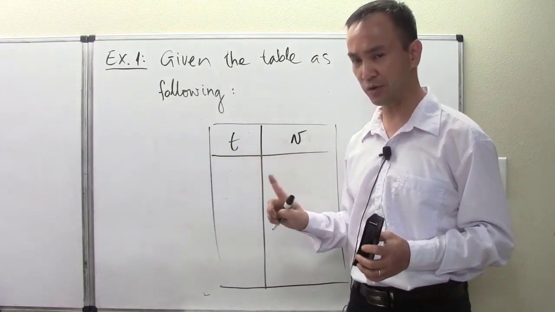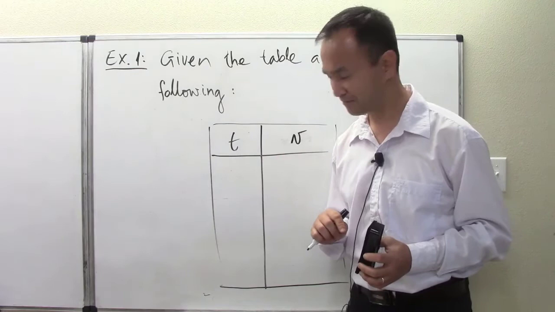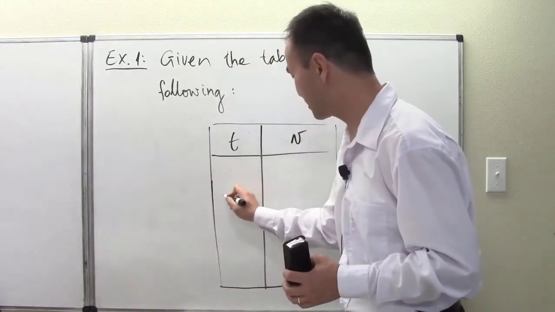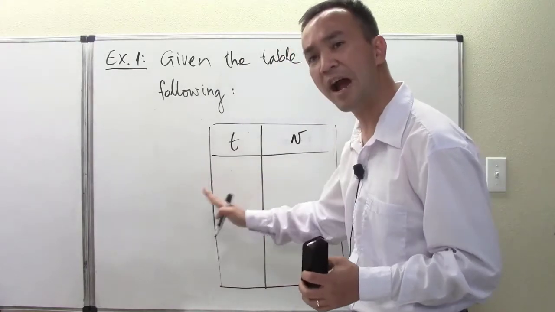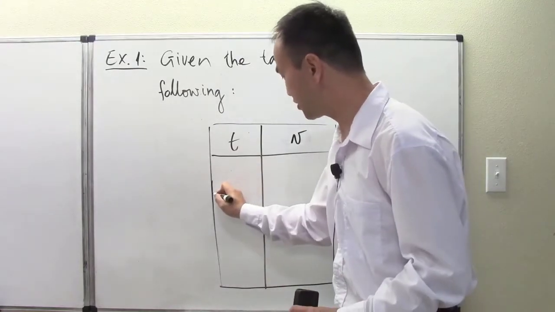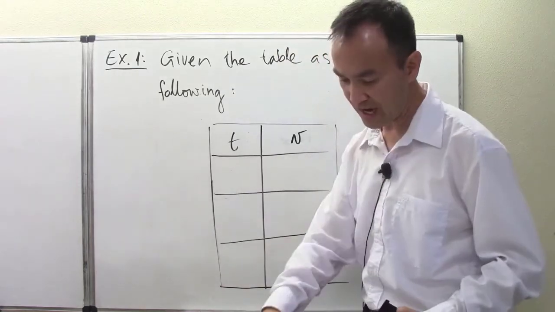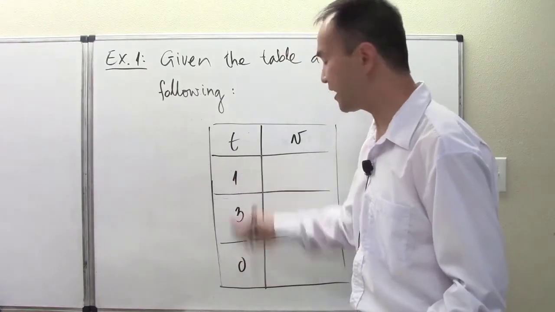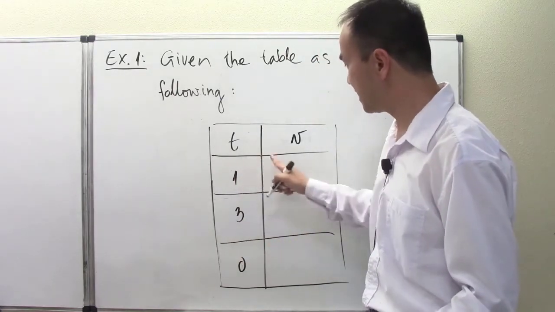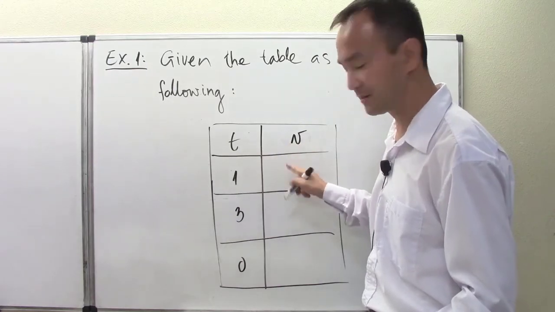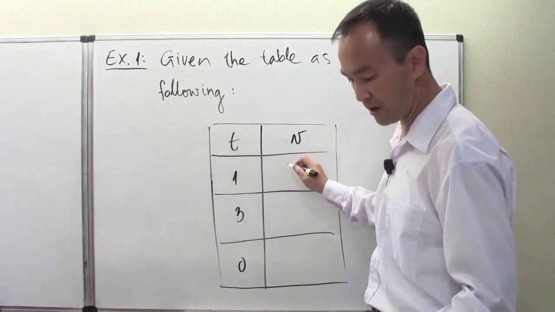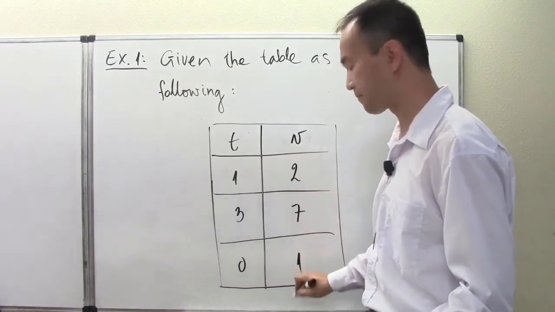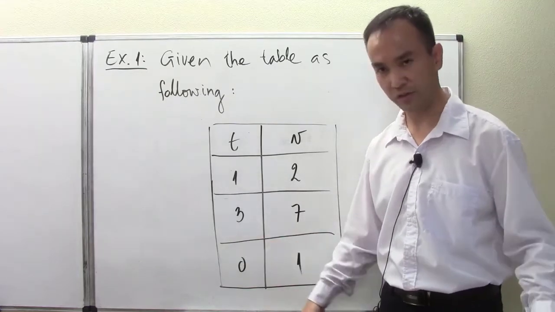I'm not saying who's the input and who's the output. So simply it's just a table that's listing the values of two variables. Okay, so t has a few values listed here, 1, 3, and 0. Organizing t or not, that doesn't matter. But t is having a corresponding value in the v column. There's a 2, there's a 7, there's a 1. Okay, it's a table. It's just a table.